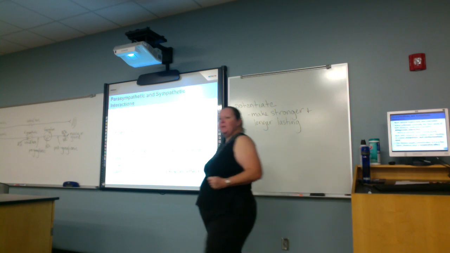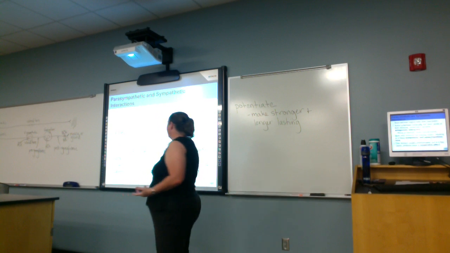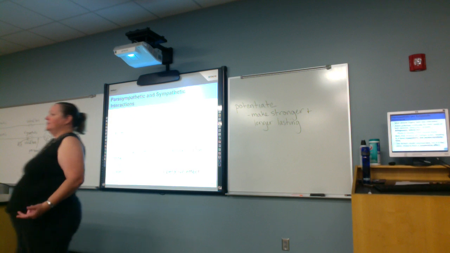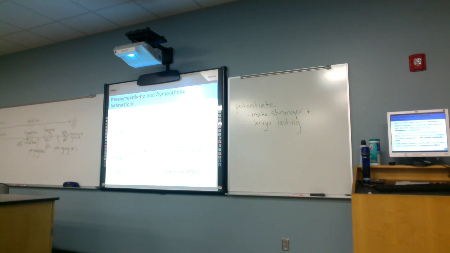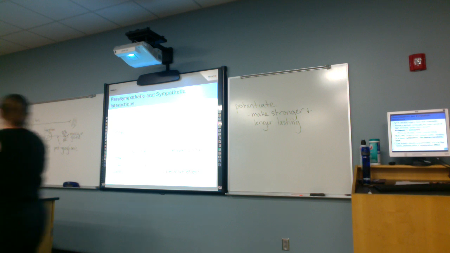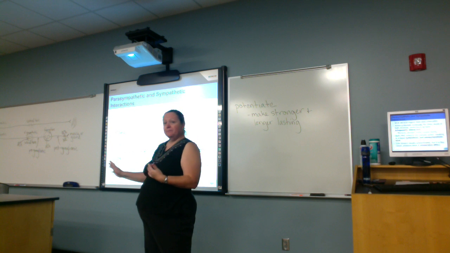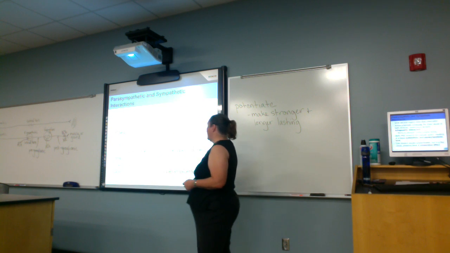Looking at sympathetic and parasympathetic interactions. Most of them are what we're going to be calling antagonistic. What does antagonistic mean? Okay, oppose each other. So antagonistic, one's going to increase, one's going to decrease. So they're going to have opposite effects. But there are a few things which are just sympathetic, and there's a few where we can get some sort of cooperative effects.